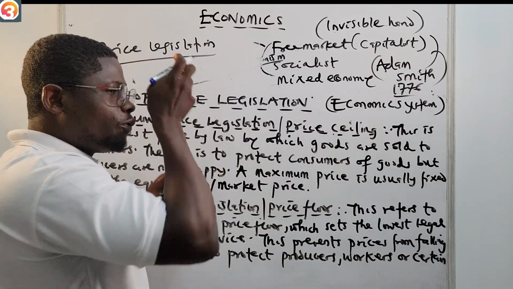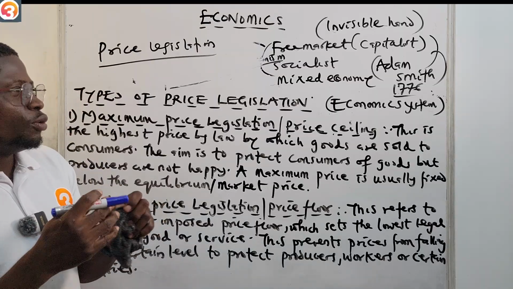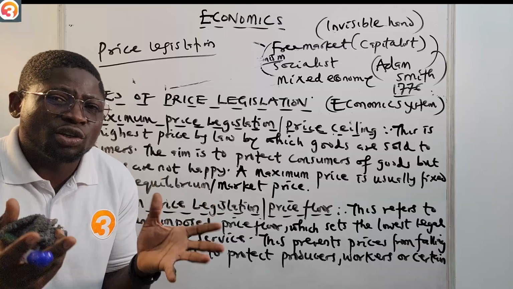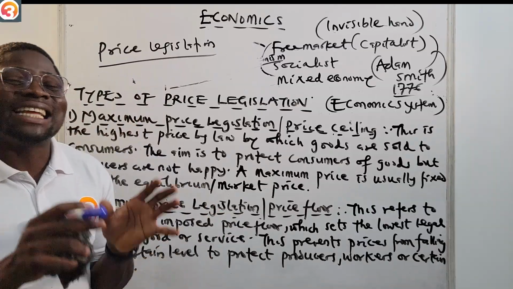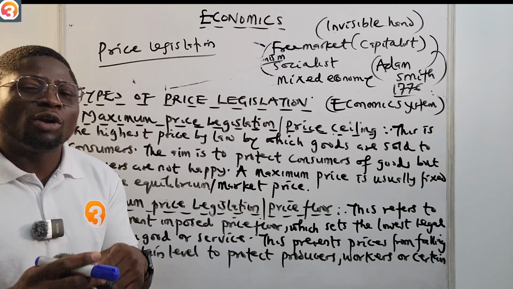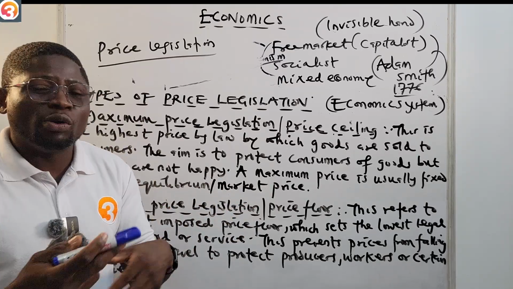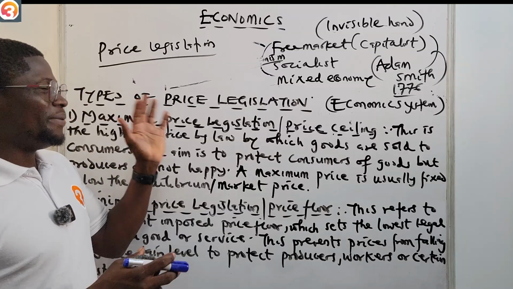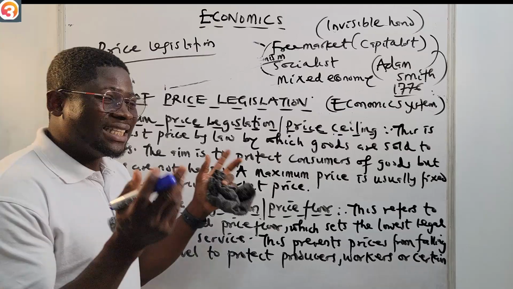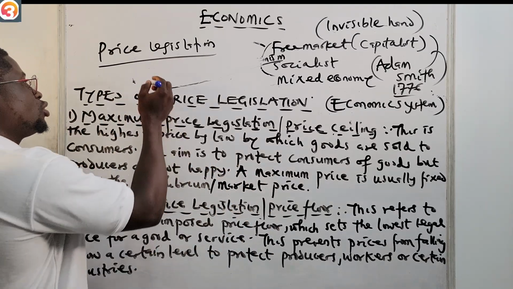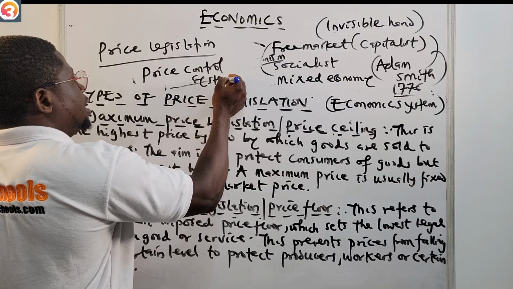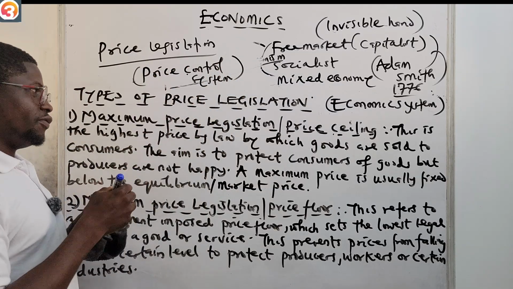Okay, so the failure of the price system or mechanism to produce desired results, or to allocate scarce resources efficiently, led to the intervention of government in helping to fix prices. The process whereby government helps or intervenes in the fixing of prices is what we call price legislation. Please take note of that. It is also called price control system.